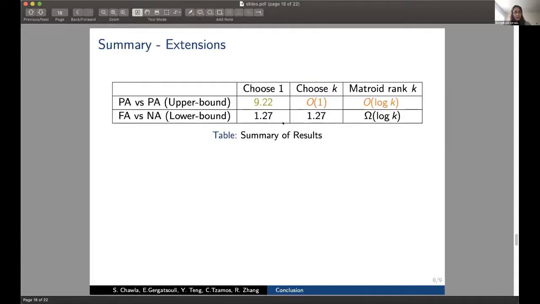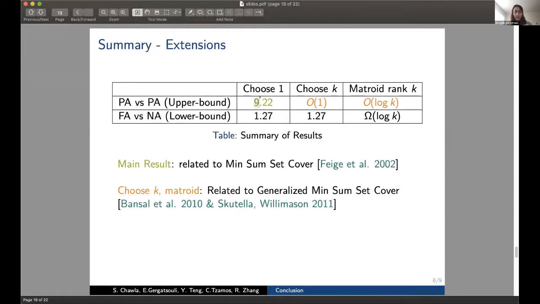And so this is a summary of our results. Our main result is this constant approximation for partially adaptive. And we do this using a reduction to the min sum set cover problem.